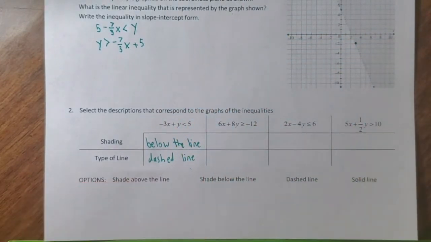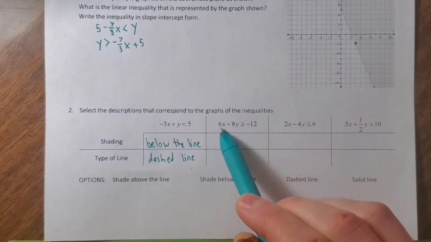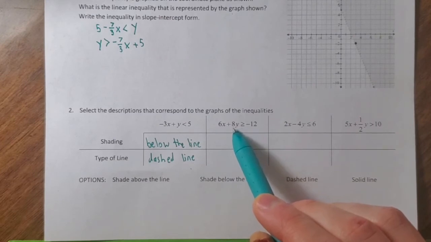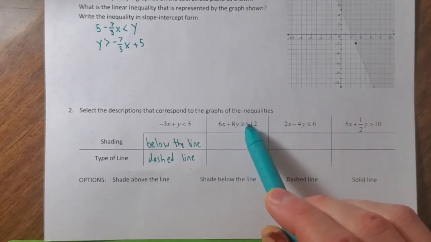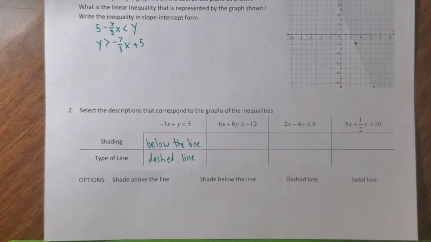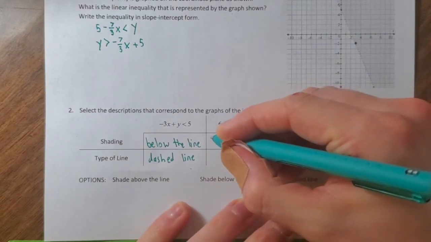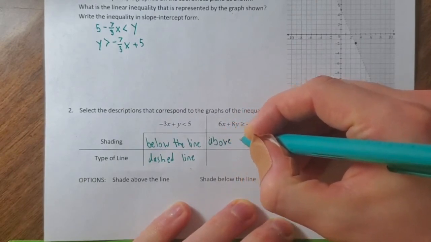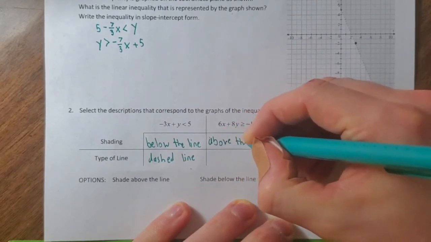Now for our next one, likewise, after we move this -6 over to the other side, we're going to have an 8y is greater than symbol here. So we have a greater than or equal to, which says we're going to shade above the line. And since we have that or equal to component, we're also going to make this a solid line.